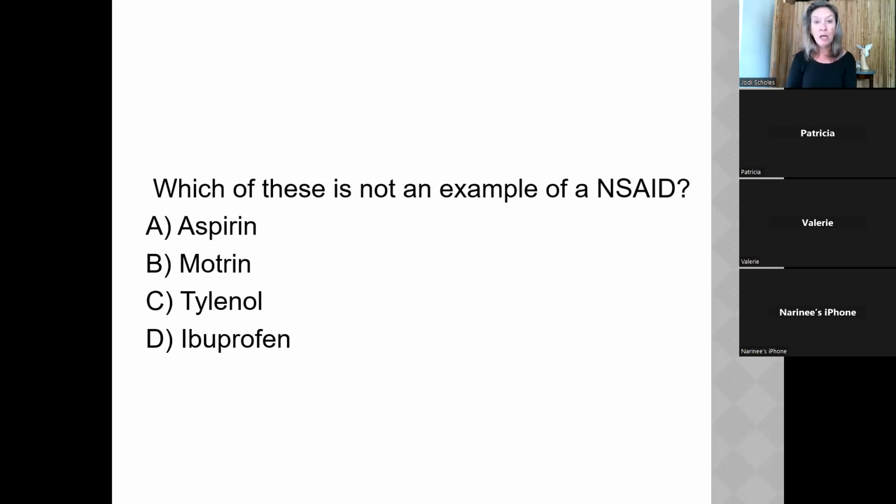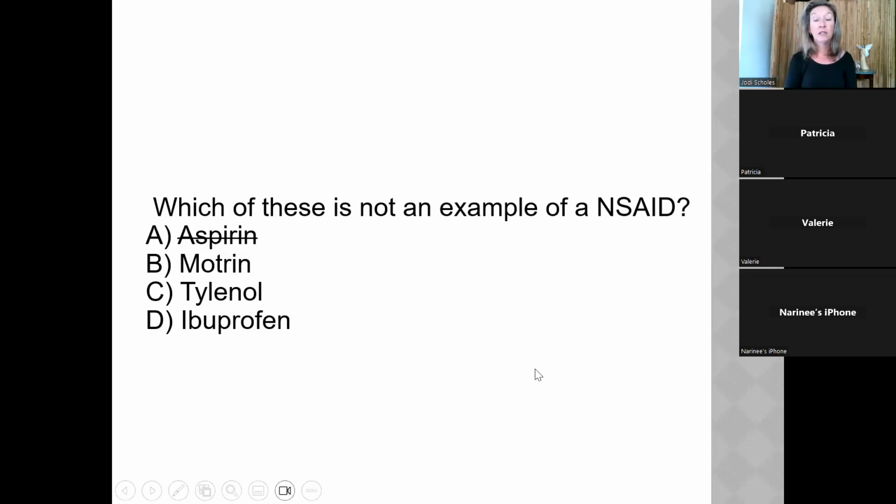All right, let's get rid of one of our answers. Before we get rid of one of these answers, look at the question. This is how it just got harder. Which of these is not an example of an NSAID? Watch your answer. Did you give me an NSAID? All right. Which of these is not an example? So when we go to the next answer, I'm eliminating an answer that is an NSAID. Aspirin is an NSAID.